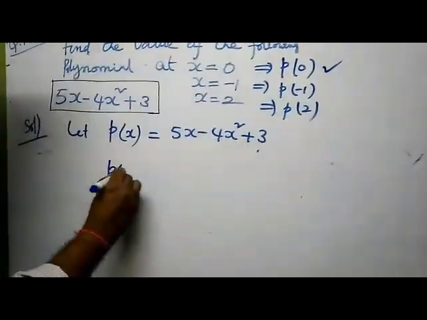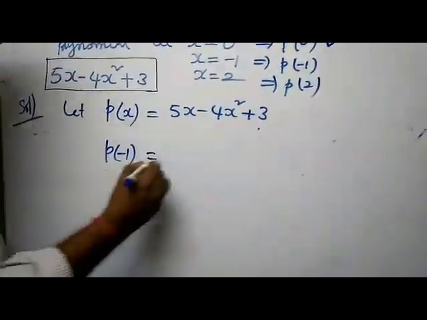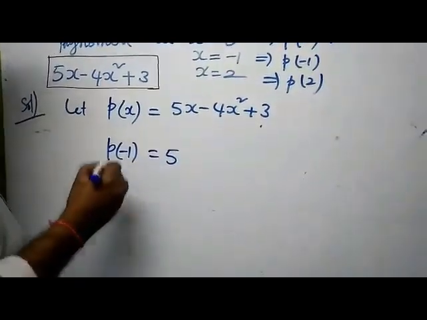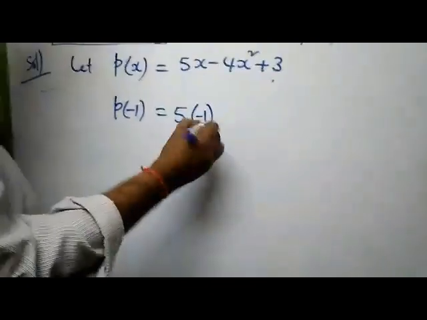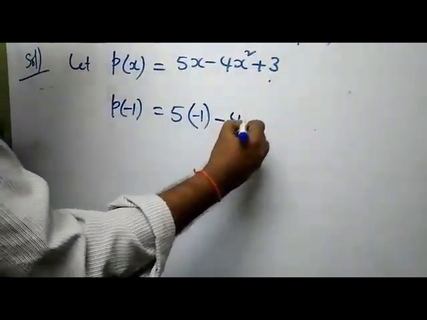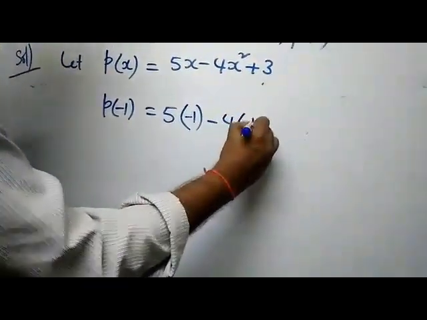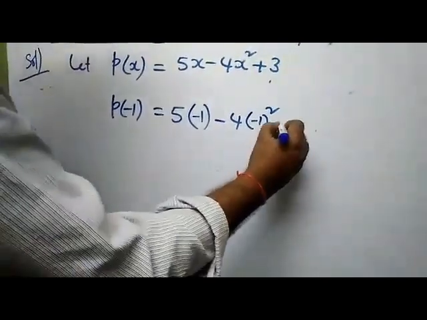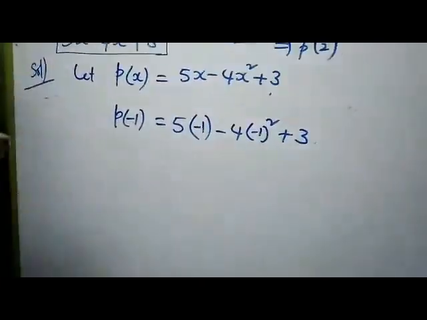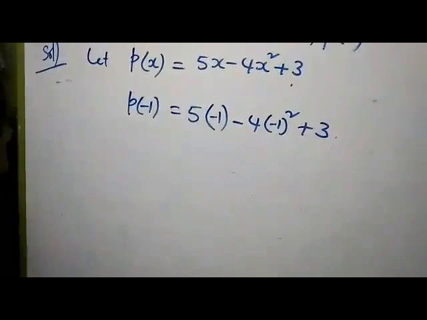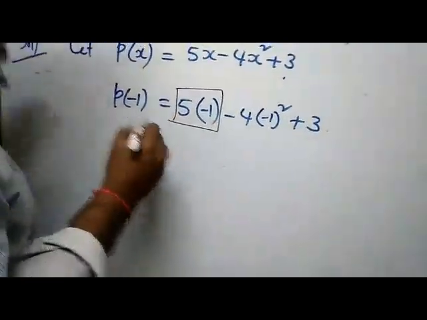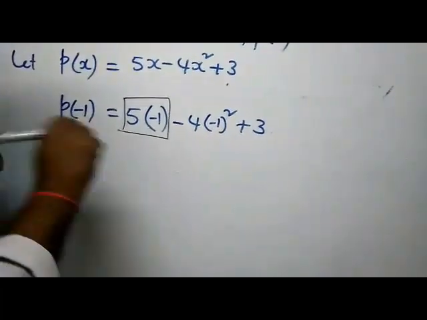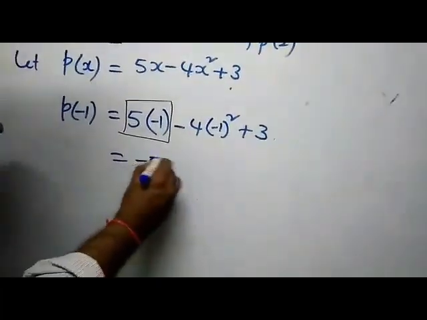Now I am going to find the value of p of minus 1. p of minus 1 is equal to 5, substitute x is equal to minus 1. 5 into x, that's why 5 into minus 1, minus 4 into minus 1 whole square, plus 3. This is 5 into minus 1. 5 into minus 1 is nothing but minus 5.